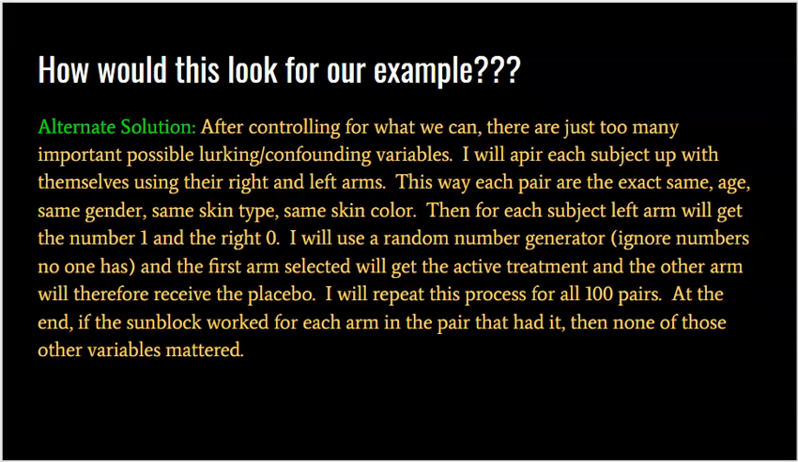And then I will repeat this process for all, again, it should say 50 pairs. I had 50 people. Now everybody's paired up with themselves. That's 50 pairs of arms. At the end, if the sunblock worked for each arm in the pair that had it, then come on. It is clear that the sunblock works. I mean, if everybody's sunblock arm, whatever arm it was, left or right, it's going to be different for every single person. If everybody's arm that had the sunblock truly had less sunburn, well, then it's so obvious. I mean, you can't blame it on anything because in each pair, there was so much control going on.